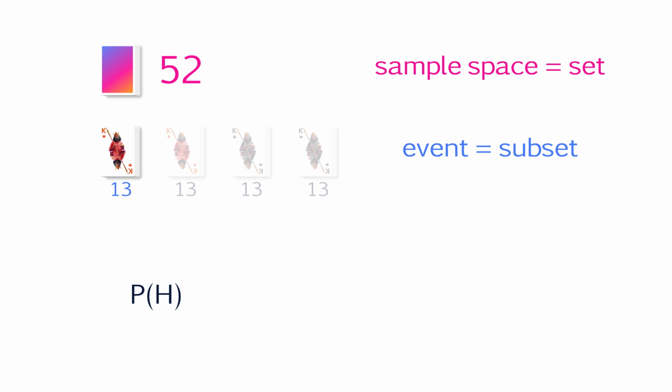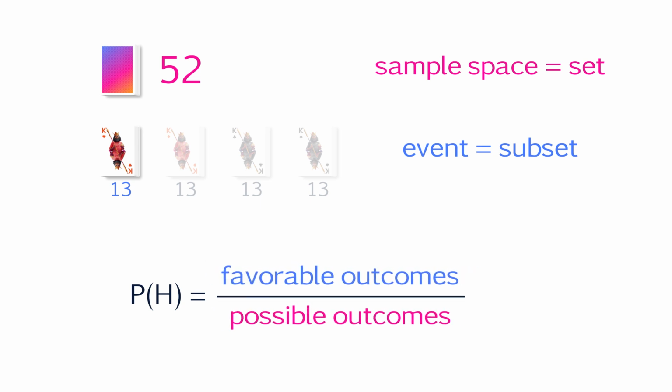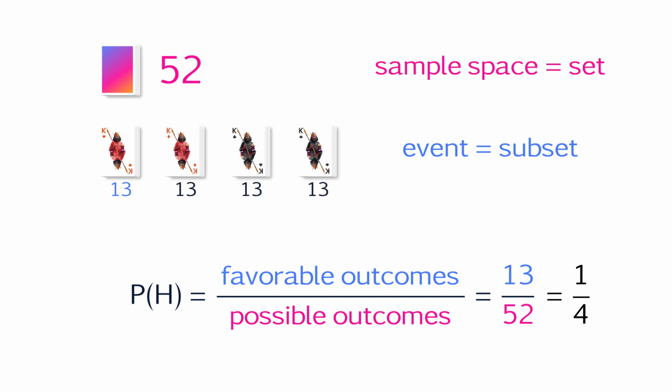You find the probability of the event, drawing a heart, by using the subset of all heart cards. Now that you have found the subset that describes the event, you can calculate the probability of it. You have 13 favorable outcomes and 52 possible outcomes. The probability of drawing a heart is 13 over 52, which equals 1/4. This makes sense, as hearts is one of the 4 suits in a standard deck of cards.